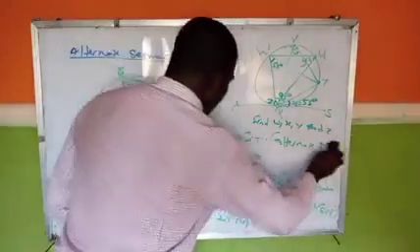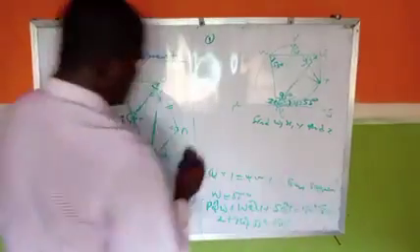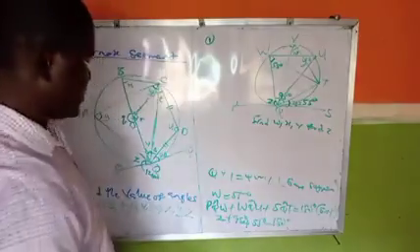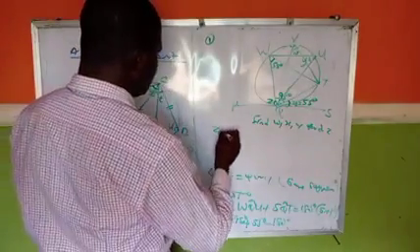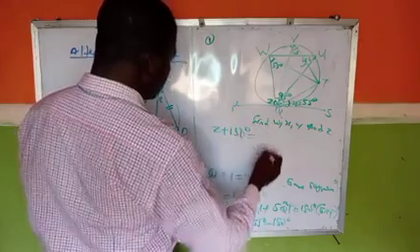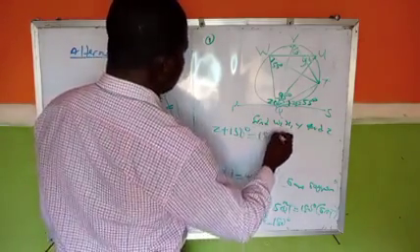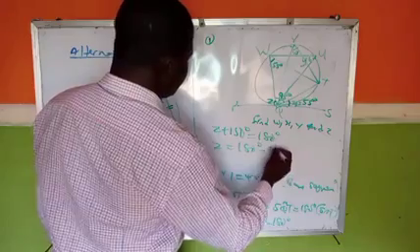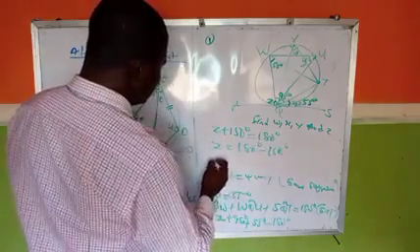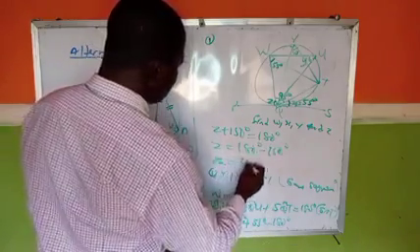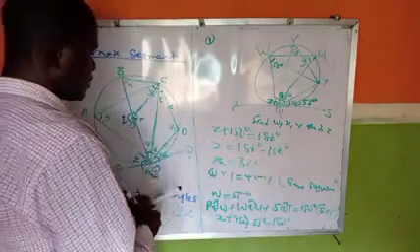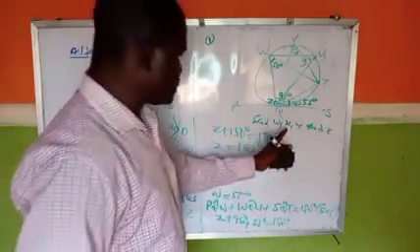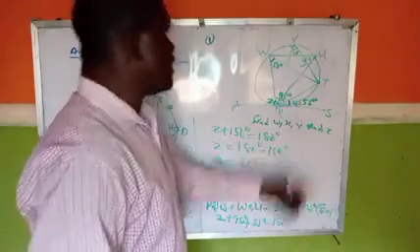Then add this together. That's 150, so Z plus 150 degrees equals 180 degrees. Then Z equals 180 degrees minus 150 degrees, or you collect like terms. Then Z equals 30 degrees. So that's the value of Z, 30 degrees. Then you've calculated x, w, z, and remain y.